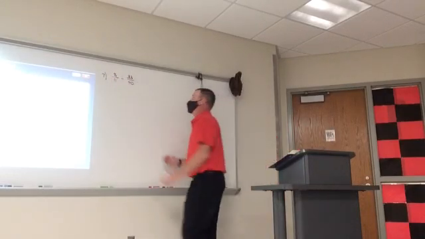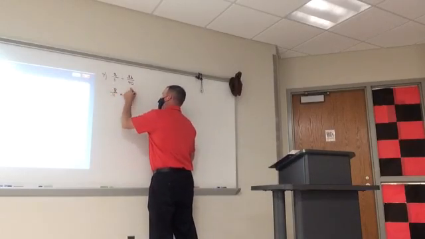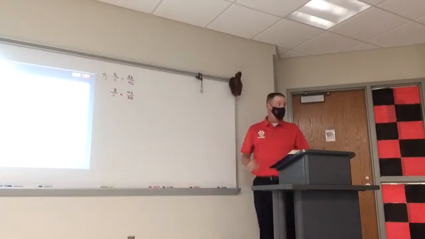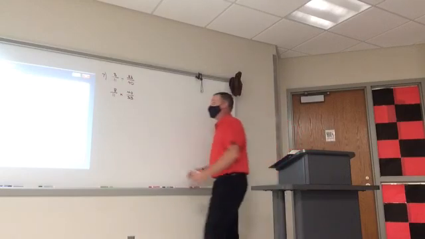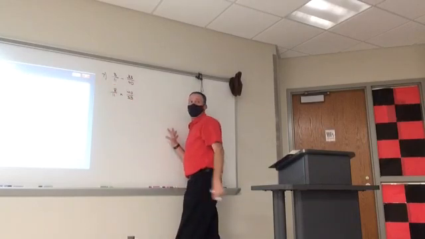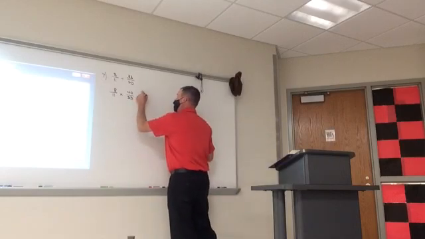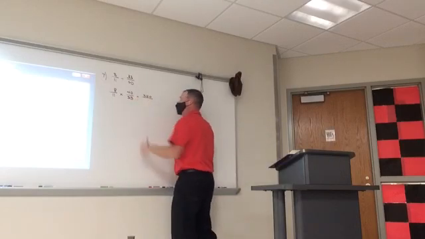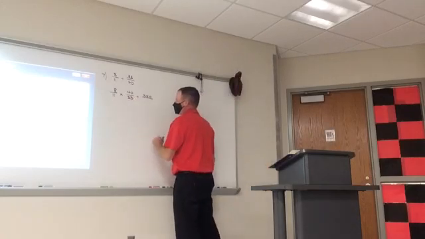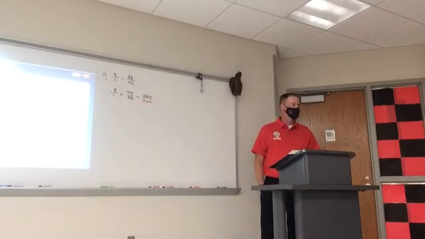So if we use our keep, change, flip, keep the first fraction, change division to multiplication, flip the second fraction to be 40 over 33. And actually what you find out is you can't reduce any of these. 8 and 11 can't be reduced, 40 and 33 can't be reduced, 8 and 33 can't be reduced, 40 and 11 can't be reduced. So, the only thing left is for us to multiply those together. 8 times 40 is 320, 11 times 33, 330 plus 33 would be 363. That answer is reduced.